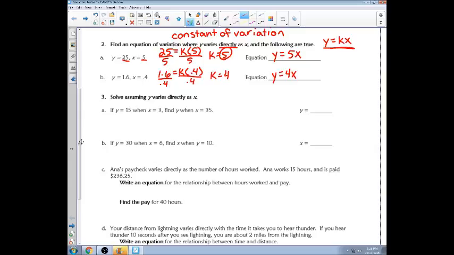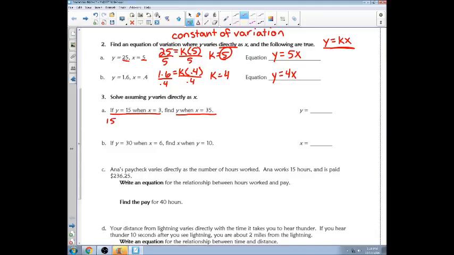Okay? So we need to solve assuming that y varies directly as x. What you're going to notice here is we have our normal type of problem in the front. But then it tells us that we need to find y when the x value has changed. That's what I was talking about a minute ago. We're going to use the equation after we solve for our k value to figure out what our new y value is going to be.